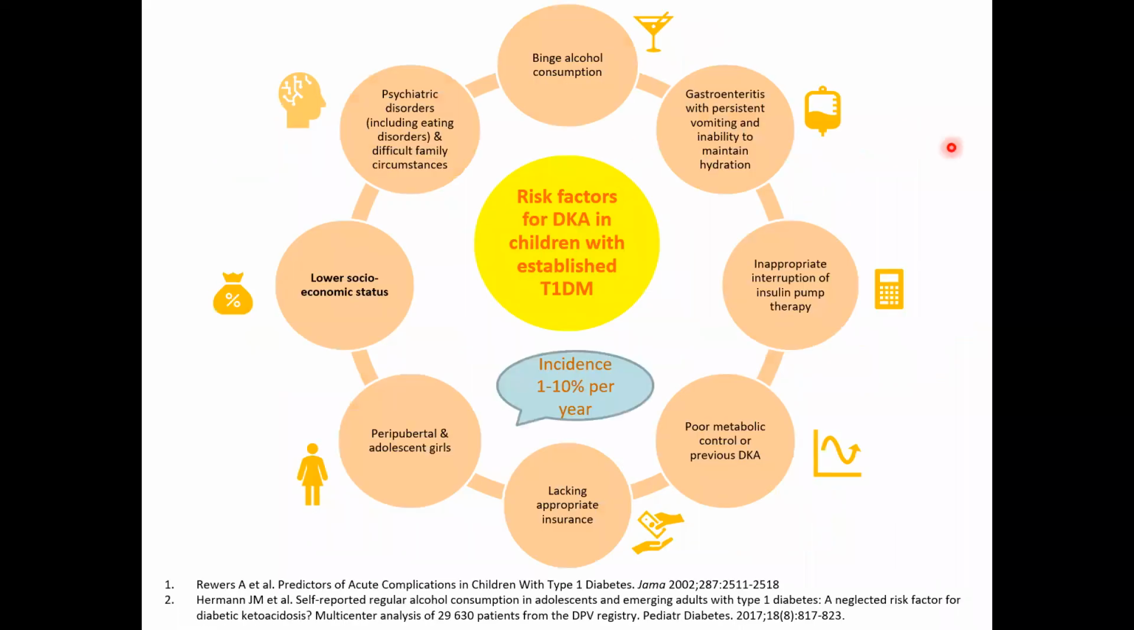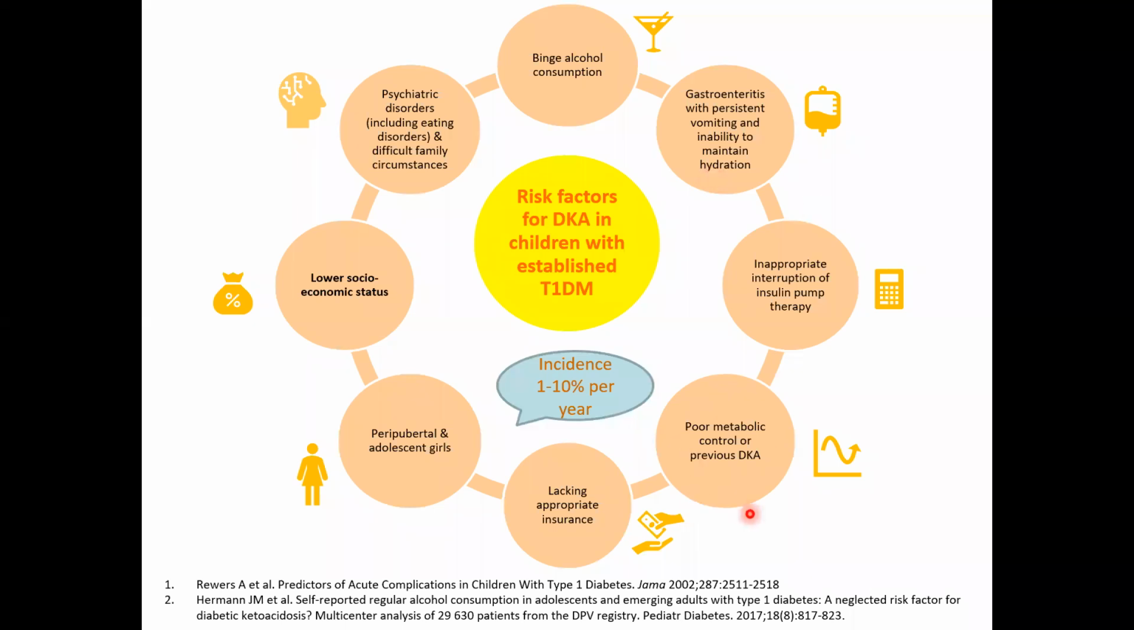Now, looking at risk factors for DKA in children who have previously been diagnosed with type 1 diabetes, some of these factors include binge alcohol consumption, patients who might have gastroenteritis and are unable to maintain hydration, and inappropriate interruption of insulin pump therapy. Now, insulin pumps use short or rapid-acting insulin only. So what this means is that if there's any interruption in the insulin supply, if, for example, the pump breaks down, the level of insulin in the body for these patients will drop very fast. So they're at high risk for developing DKA.